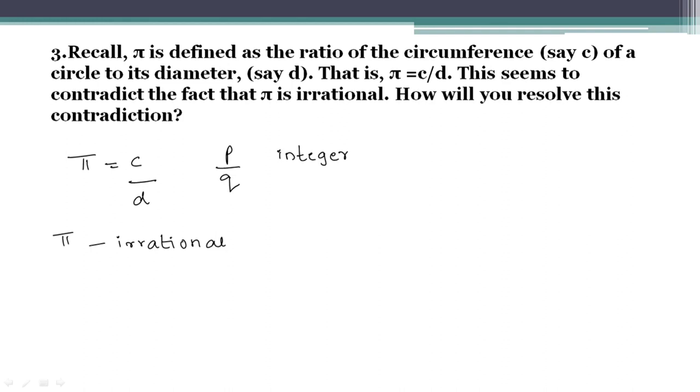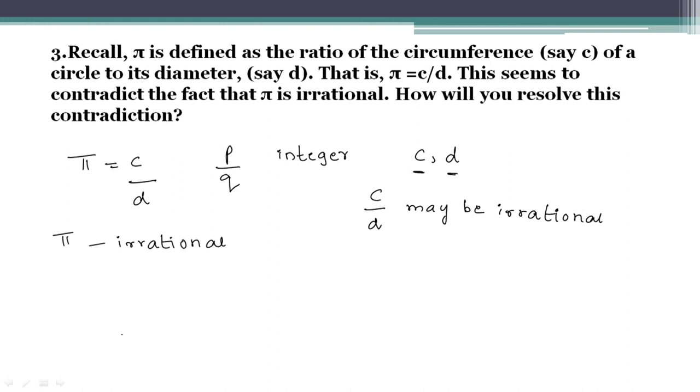What is a rational number? That we can represent in the form of p by q, and p and q must be integers. Here they have not mentioned whether c is an integer or d is an integer. Here c may be an integer or non-integer, d also may be an integer or non-integer. So here we can't say that c by d is rational. That may be irrational also. They have not mentioned that they are integers. So c by d may be an irrational number also.